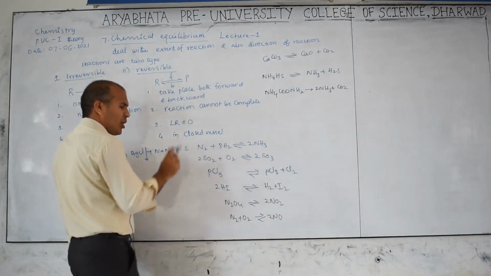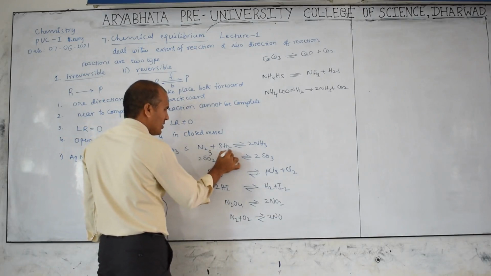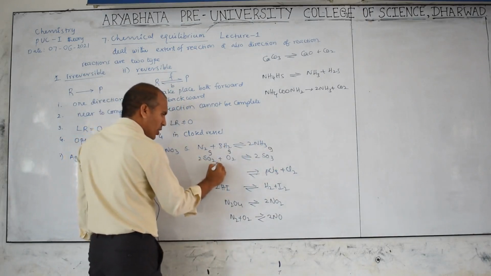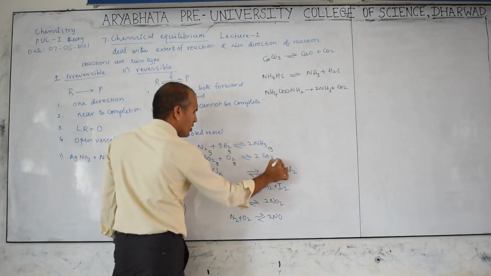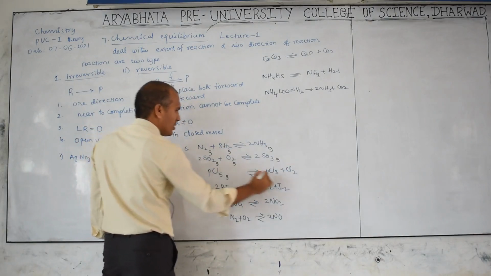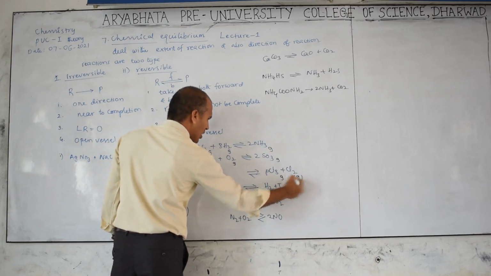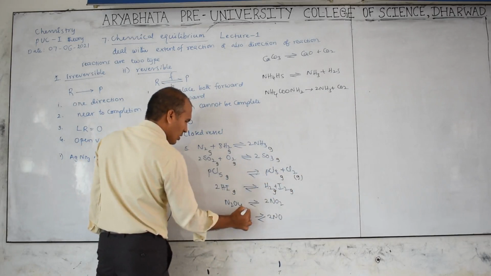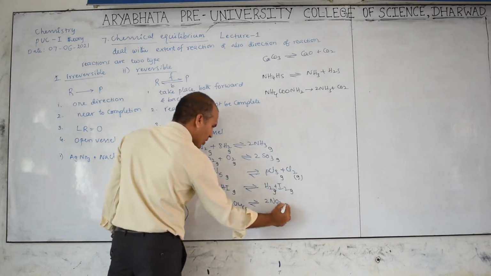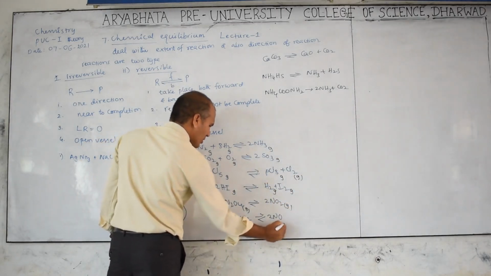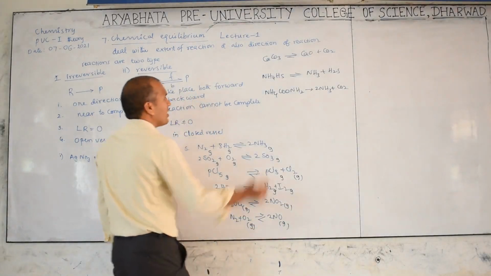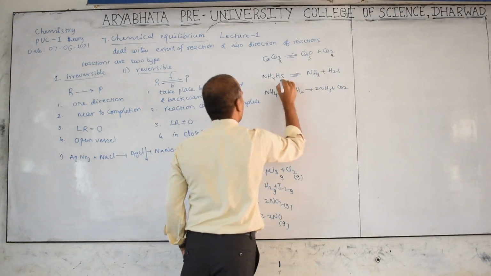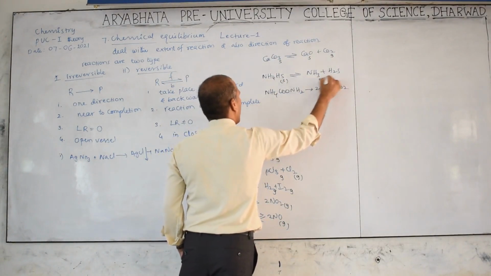Like this, but you have to remember this is gas, this is gas, this is gas. Physical state is also important in this equilibrium. That's why I am writing here gas, gas. You can write it in brackets like this also. Gas, gas, gas. All are gases here, and this is also gas. Next, this is solid, this is gas, this is solid, this is gas, this is gas.